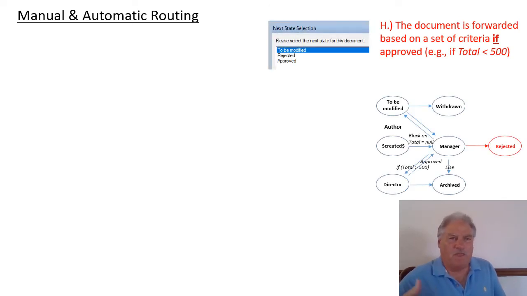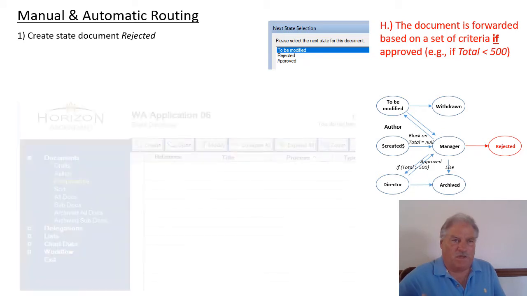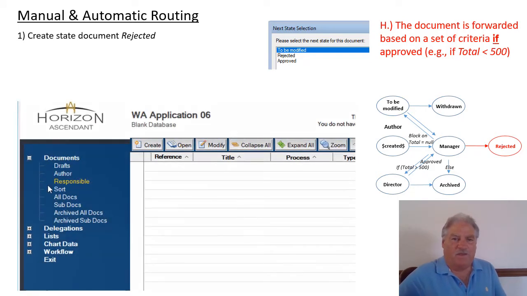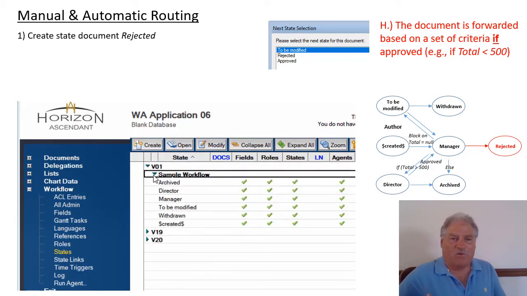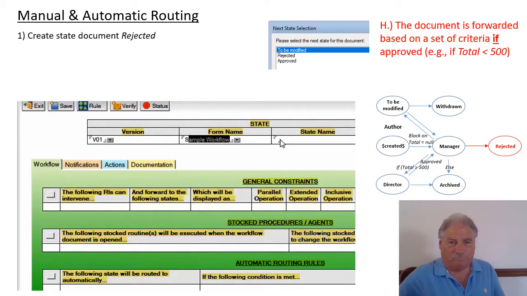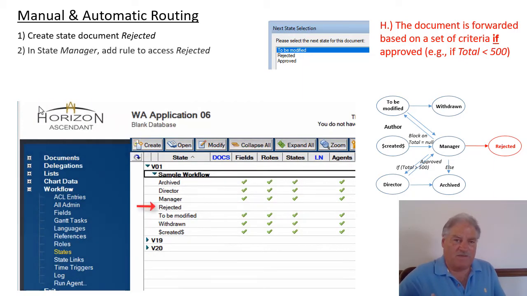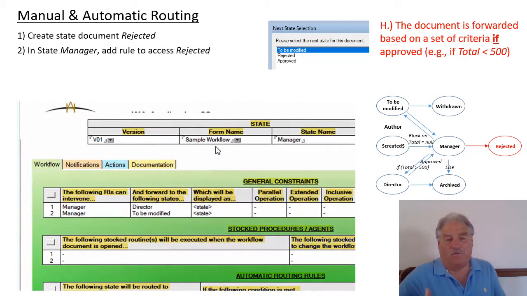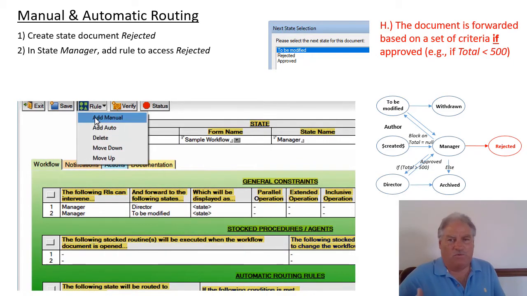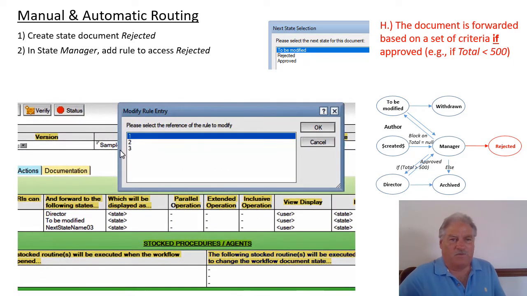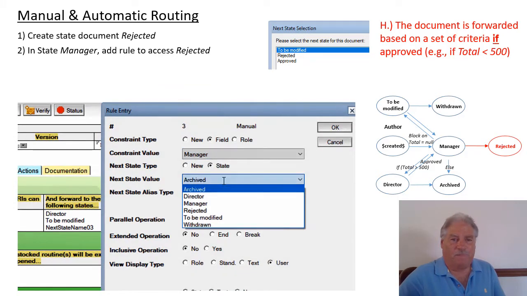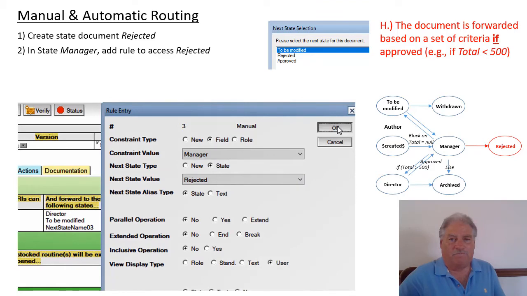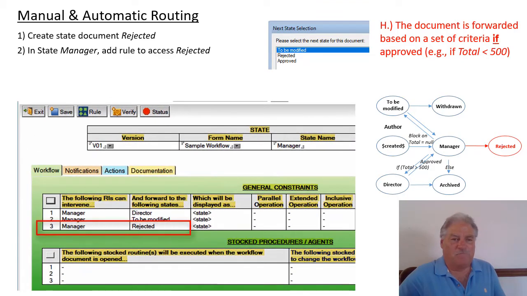Rule types: the major types of document routing we're talking about are manual and automatic. As we get into that, we're going to first create our last state, rejected. And just as we did in the previous step, we need to create a path from manager to rejected. As you can see, it's pretty straightforward in how to do that. So manager to rejected. And there we go.